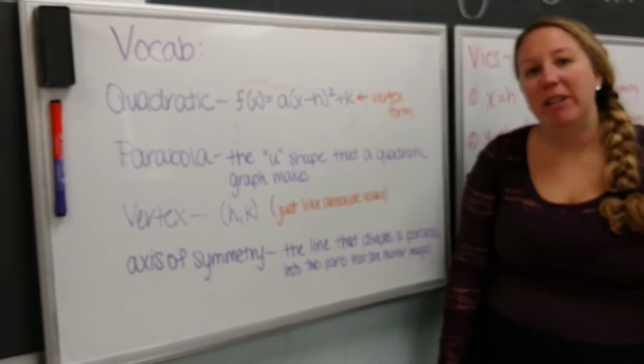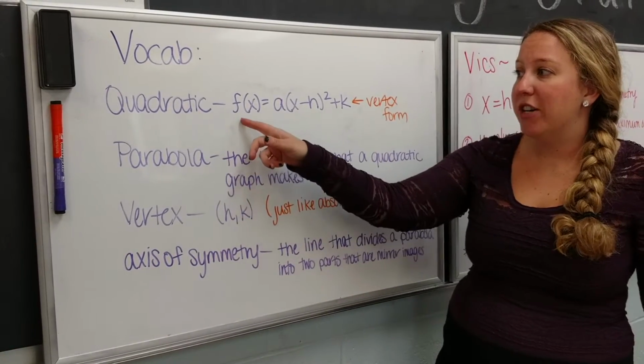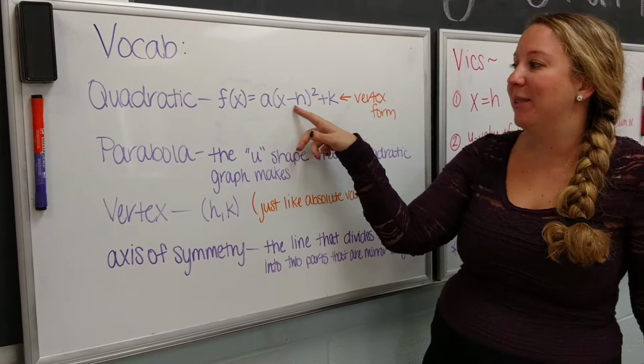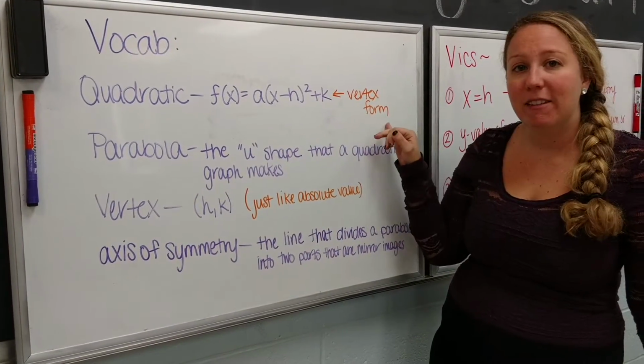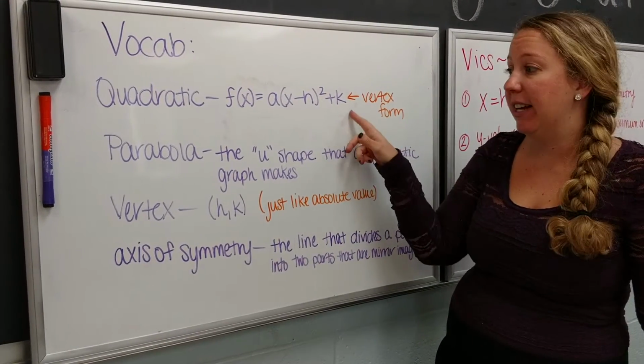This is section 5.1 in your book on quadratics. We have our vocab term. The first one is quadratic, and we're looking at the equation that says f of x equals a times (x minus h) squared plus k. This is in vertex form, and for today's lesson we're going to focus mostly or only on vertex form.